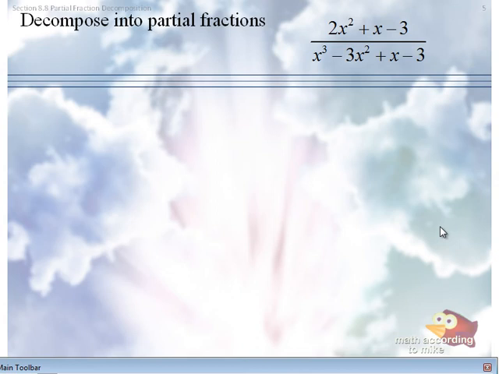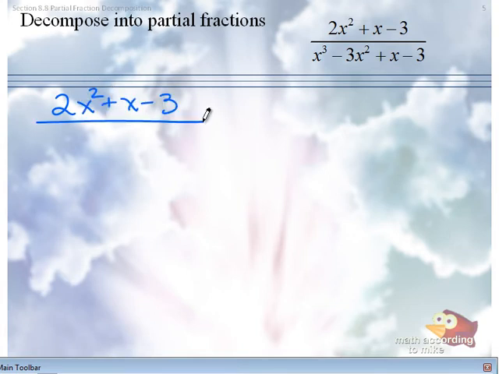x cubed minus 3x squared plus x minus 3 is that denominator. The first thing you have to do is factor that denominator. Oh my. Yes, if you see 4 terms, try factoring by grouping first.